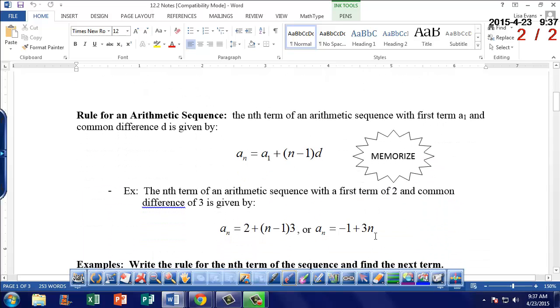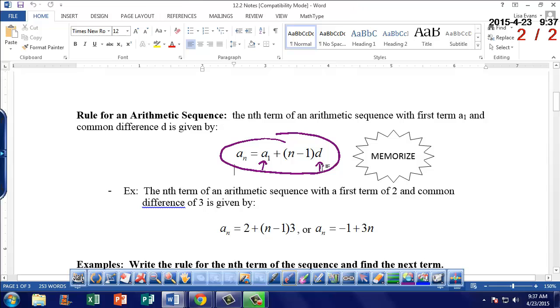Okay, welcome back. Now, it's very important that you memorize the rule for an arithmetic sequence. You are always going to plug in your A1 and you are going to plug in a D. So when we find our rule, we will have N in the formula. The rule is the nth term of an arithmetic sequence with first term A sub 1 and a common difference of D is given by this equation. And like I said, very, very important to memorize it.